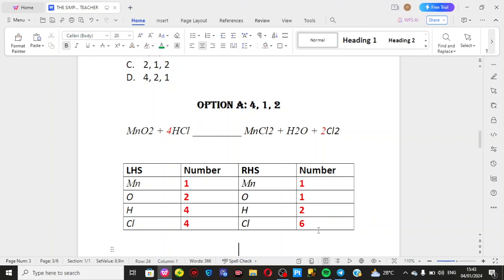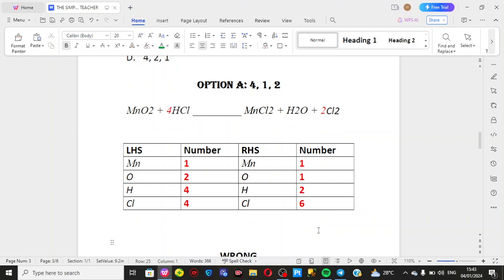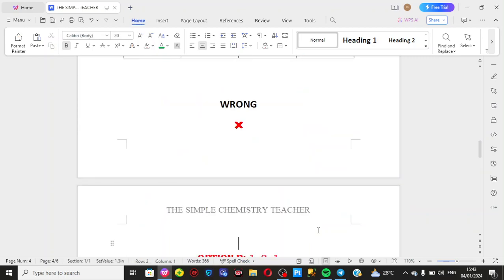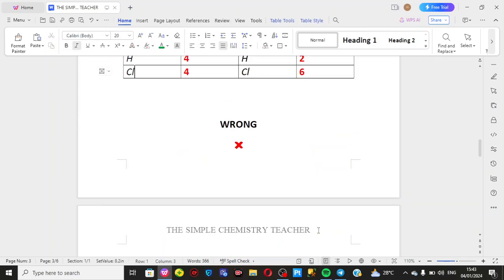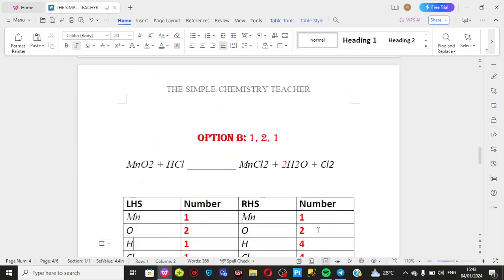So we can see that the difference is clear, that this equation, option A, is not the right option. It is wrong. It is not the right option for this question. Now let's look at option B.